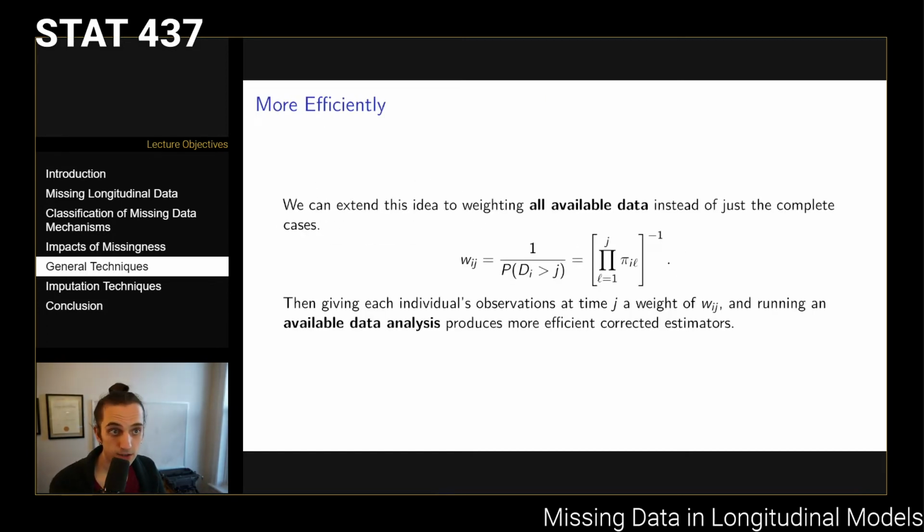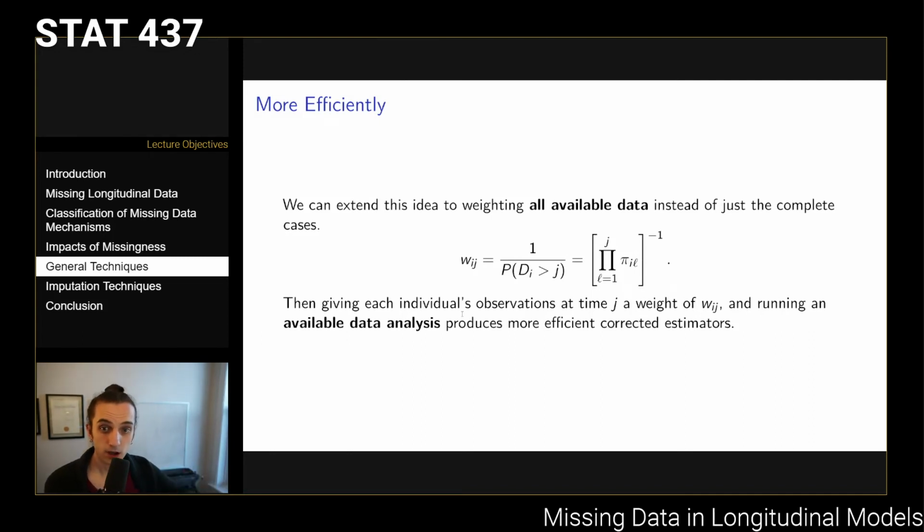And then if we take the inverse there, that's the probability that they were still in the sample at time J. And if we weight their observation at time J by that same value, then we're going to sort of be able to do this available data analysis, except keeping around more responders, right? So we're going to be able to keep more individuals in our sample that way. And that's going to provide sort of a more efficient way of correcting these estimators.